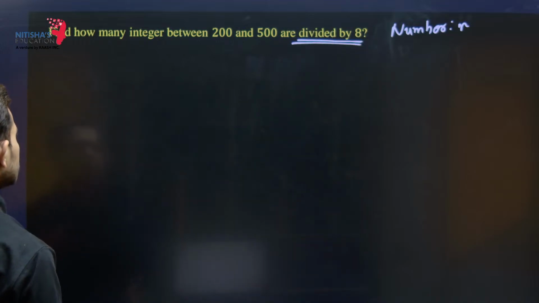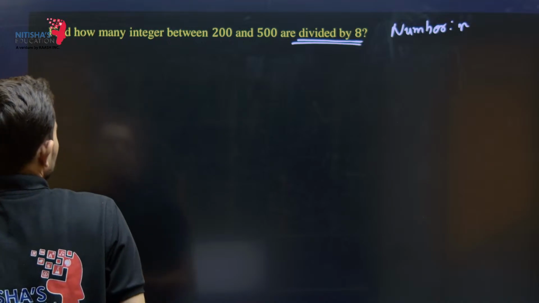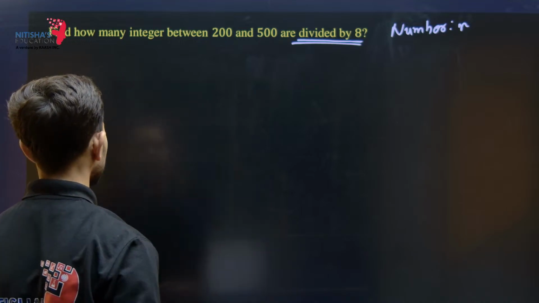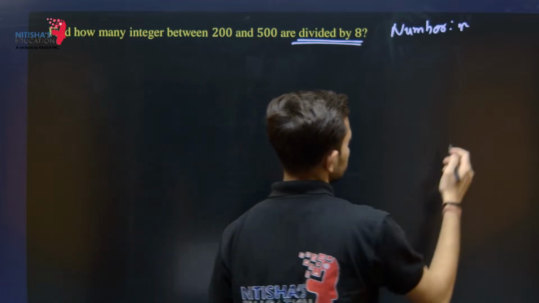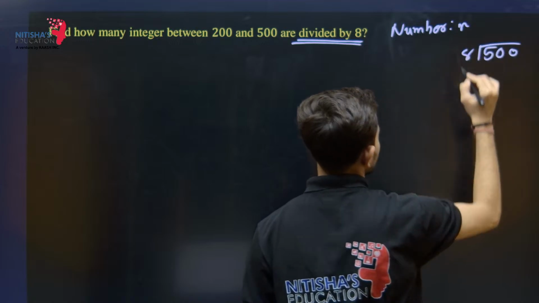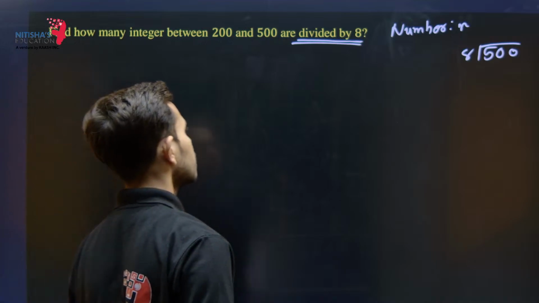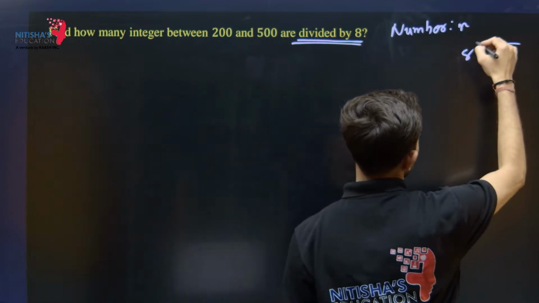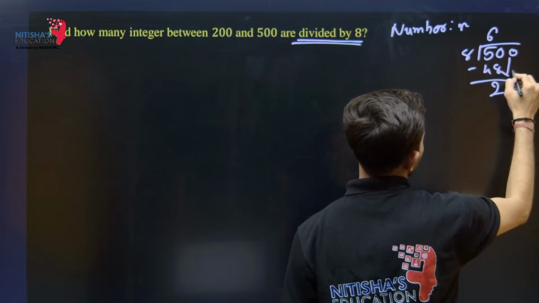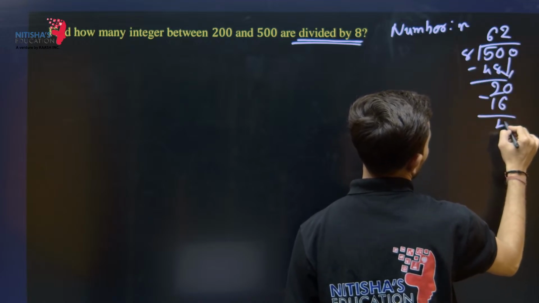So first let's check which is the maximum number between 200 and 500 which is divisible by 8. For that, what you need to do? You have to divide 500 by 8. Let's check it. 8 6s are 48, 2 will be remaining. 8 2s are 16, 4 will be remaining.